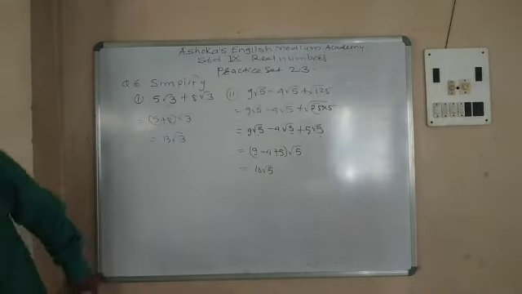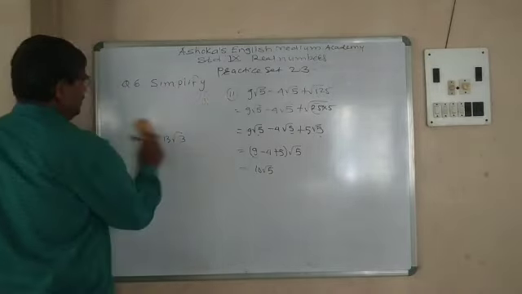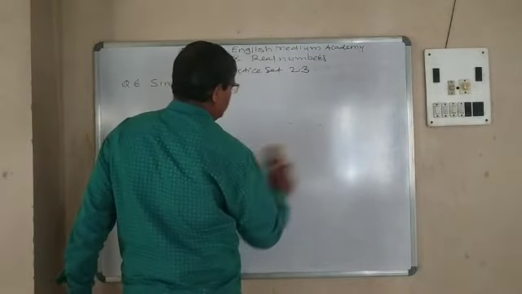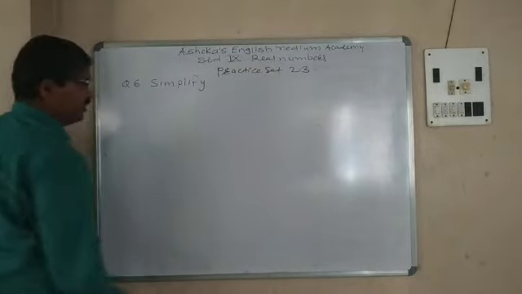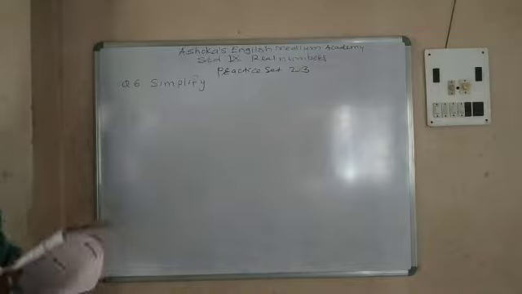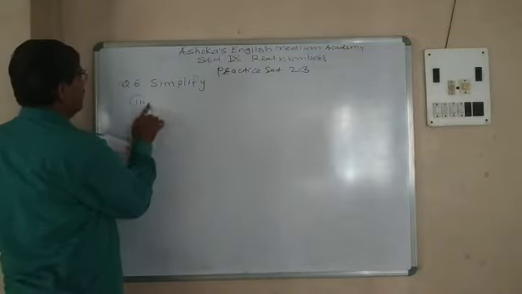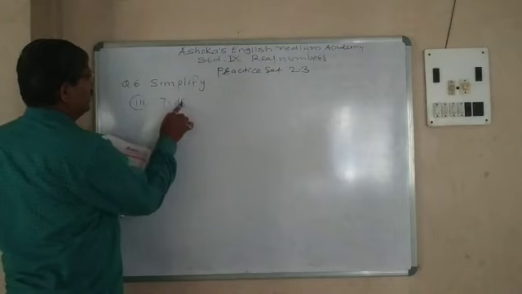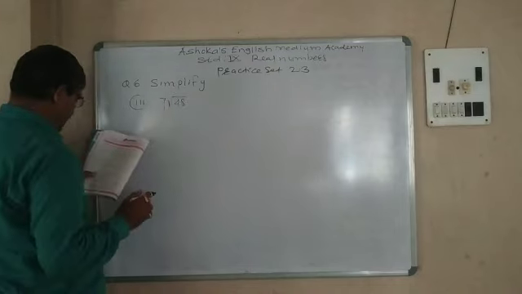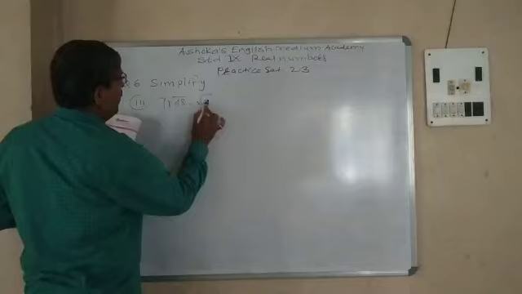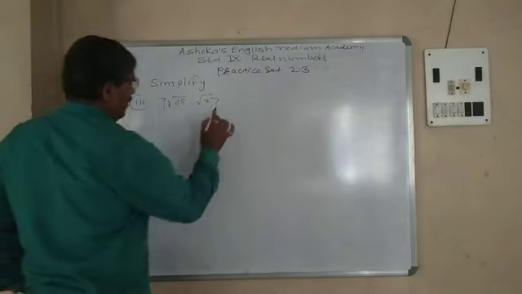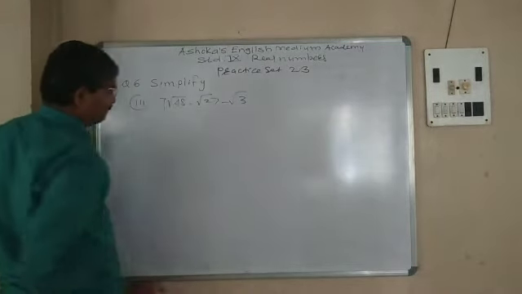Now next question, that is question number 3. What is given in question number 3? It is like this only. We will solve question number 3 of question number 6. 7 under root 48 minus root 27 minus root 3.